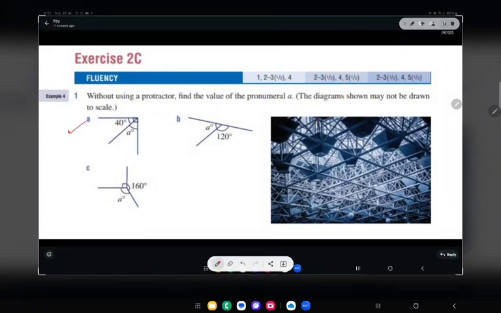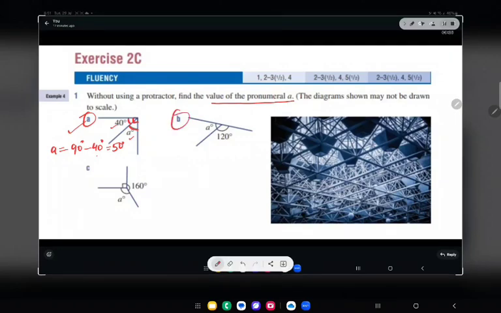Question 1: you need to find the value of the pronumeral a. In the diagram you see A degrees and 40 degrees together make a right angle. So I should do 90 degrees minus 40 degrees, which is 50 degrees. So that's my value of A. That's it, because if 40 plus something is 90, just subtract it from 90.